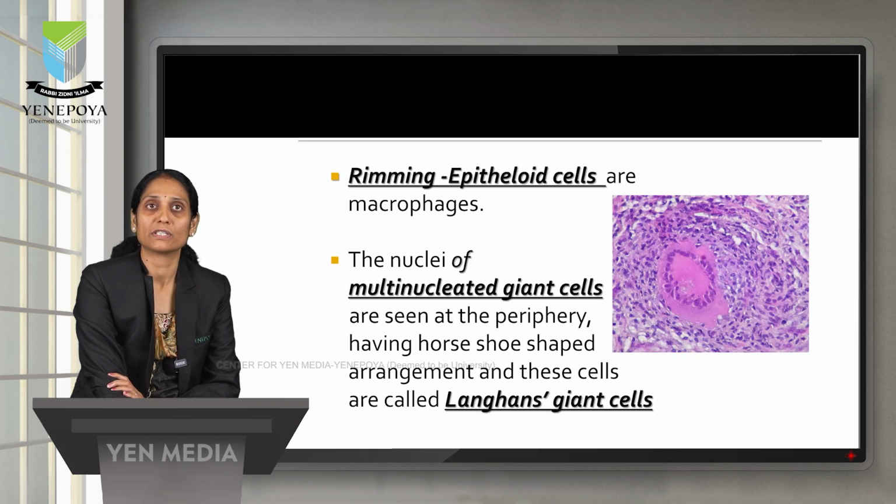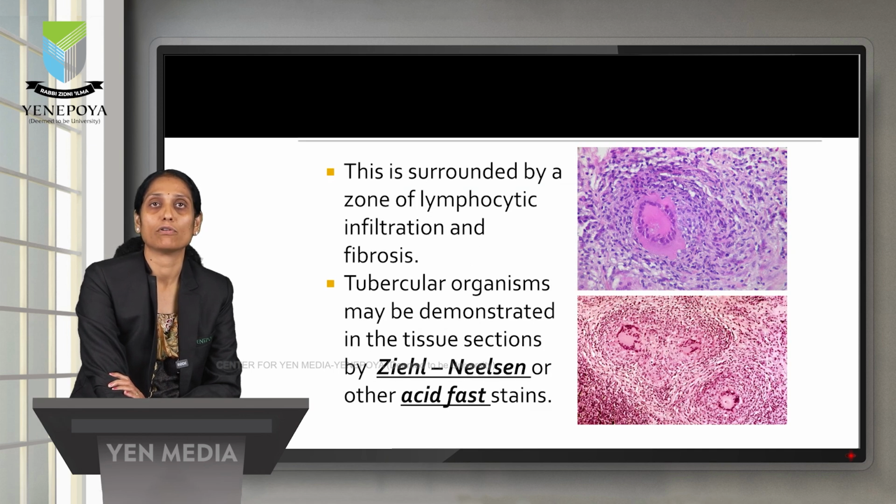The same macrophages are going to join together, many macrophages, and they are going to form a multinucleated giant cell. In this, the nuclei are arranged in the periphery of the cell or in a horseshoe-shaped arrangement, and these cells are termed Langerhans type of giant cell. Then rimming those, you can see again the epithelioid cells, lymphocytes, and also the fibrosis along with fibroblasts. This is surrounded by a zone of lymphocytic infiltration and fibrosis.